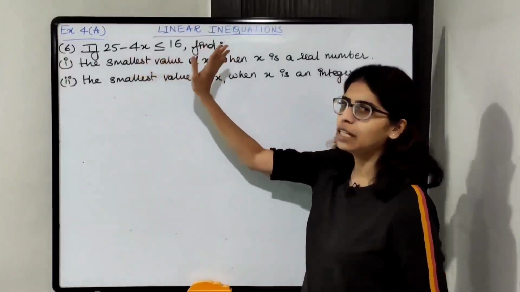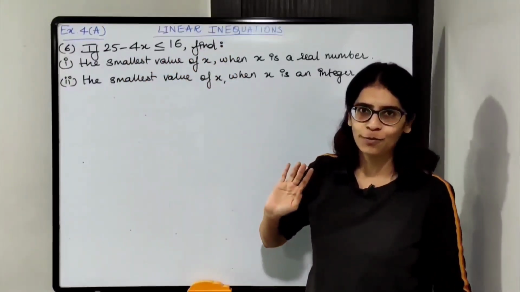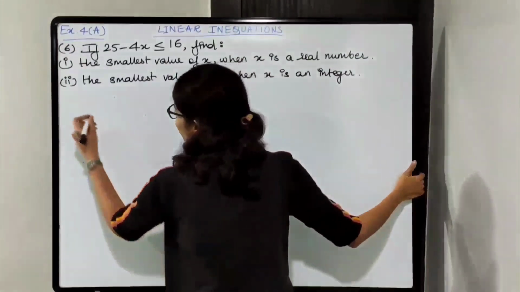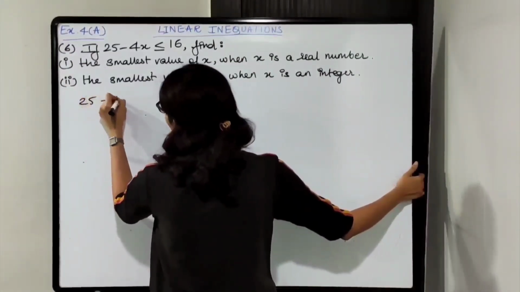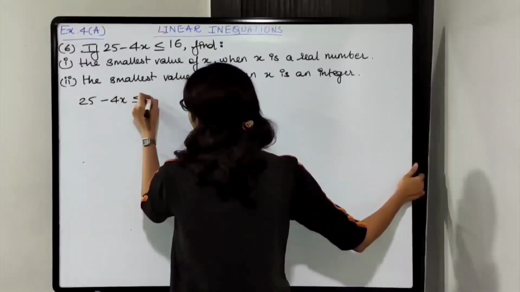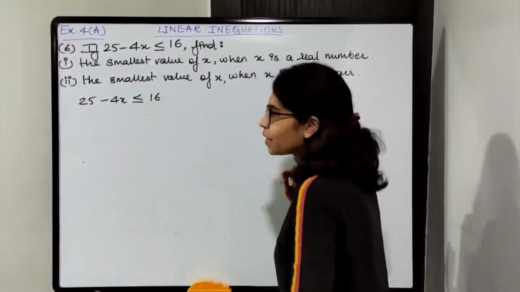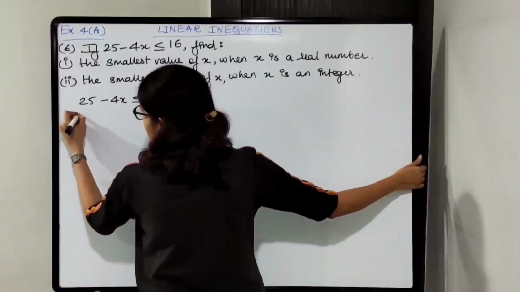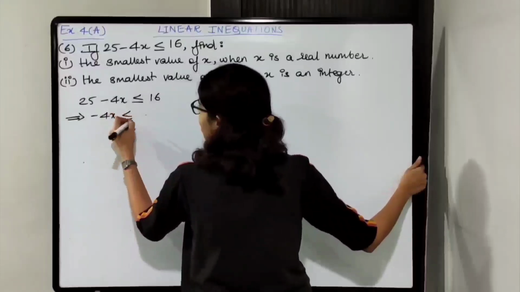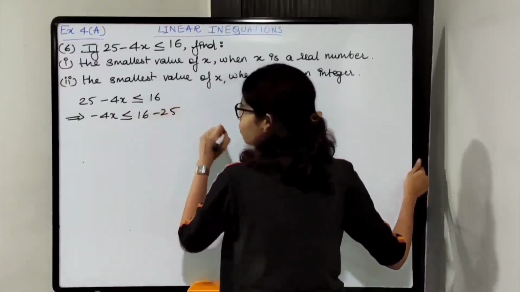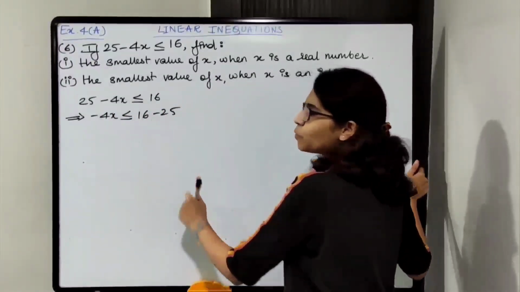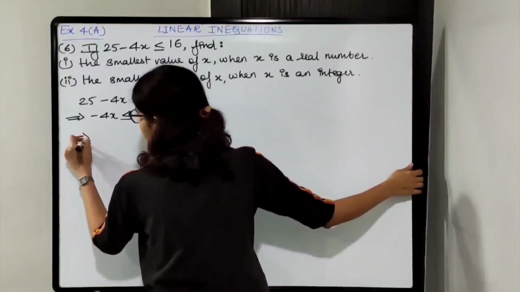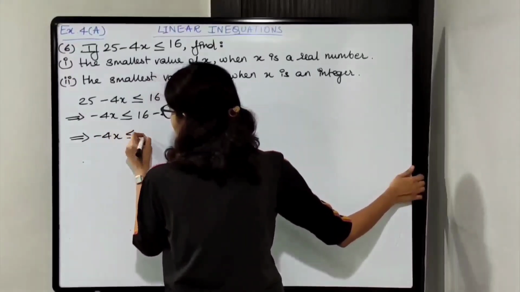First we'll consider the inequation. We'll solve the inequation. Okay. So let us write down the inequation first. So 25 minus 4x is less than or equal to 16. Shifting 25 over here, negative हो जाएगा. So minus 4x is less than or equal to 16 minus 25. 16 minus 25 क्या हो जाएगा? Minus 9. Okay. So minus 4x is less than or equal to minus 9.